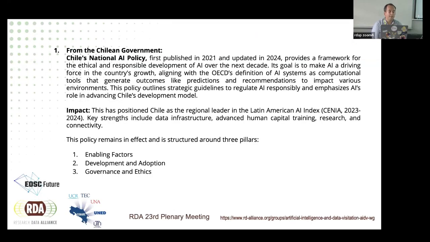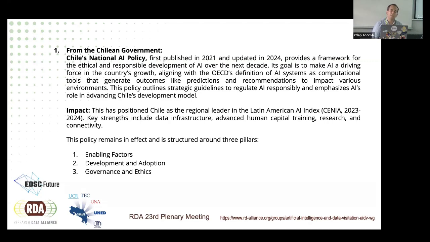First of all, from the Chilean government perspective, Chile has developed a national AI policy, first published in 2021 and updated this year, which provides a framework for the ethical and responsible development of AI over the next decade. Its goal is to make AI a driving force in the country's growth, aligning with the OECD's definition of AI systems as computational tools that generate outcomes like predictions and recommendations to impact various environments.